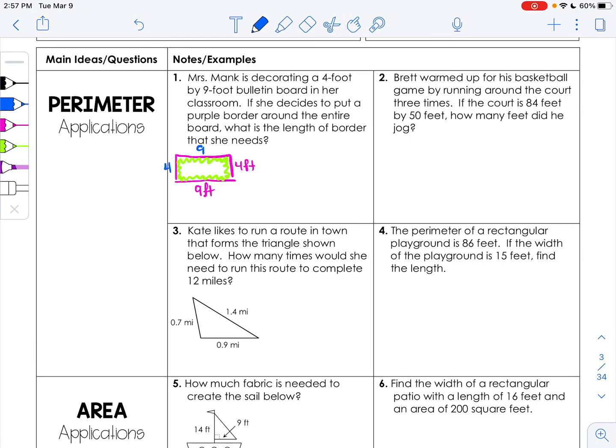With perimeter, remember, however many sides you have, that's how many numbers you should be adding together. So that would be 2 times 9 plus 2 times 4, which would be 18 plus 8, which equals 26 feet. So remember, when we're talking about perimeter, we just have our unit of measure. Go ahead and highlight numbers 2, 3, and 4. Number 3 already has a picture drawn for you, but make sure for number 2 and number 4 that you draw a picture to go along with your problem as well.